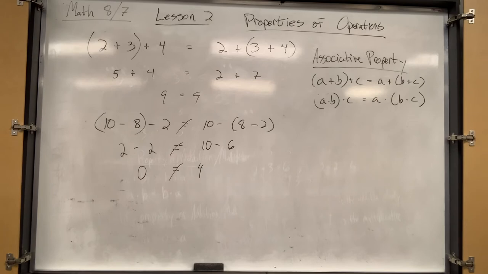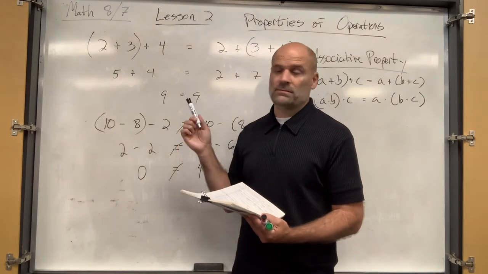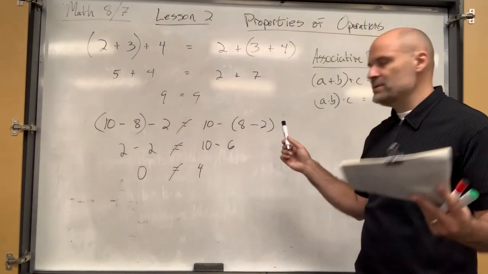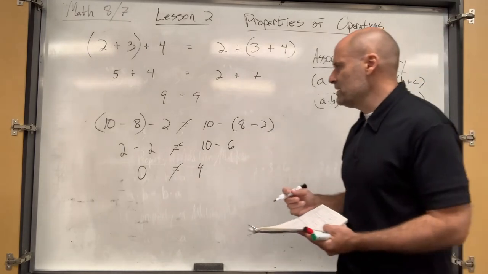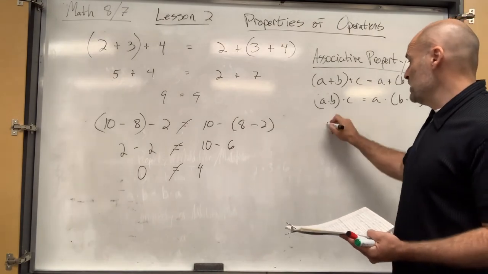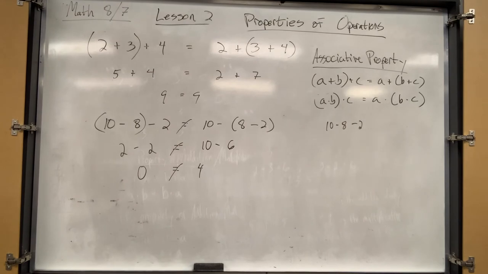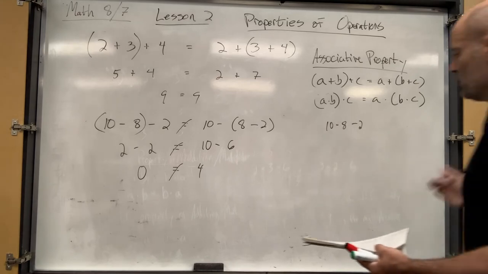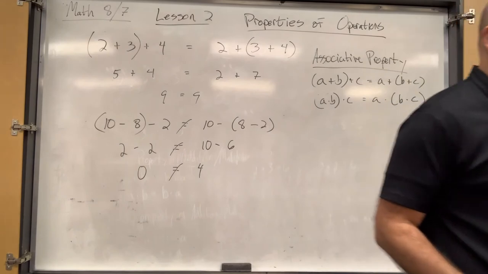So order matters. So when you're doing this problem without parentheses, you have to go left to right, okay? If there's parentheses in there, then you have to do parentheses first. But if you're just doing this problem, you have to go left to right or you're going to get the problem wrong. In addition, if this is 10 plus 8 plus 2, you can add whatever you want whenever you want in that problem. It doesn't matter. But when you're subtracting, you have to go left to right. Okay, we good? Good there? Associative property, you good on that?